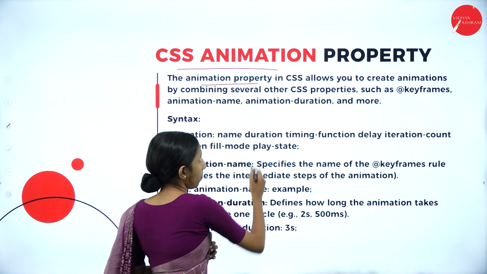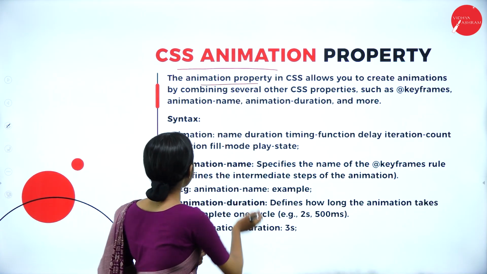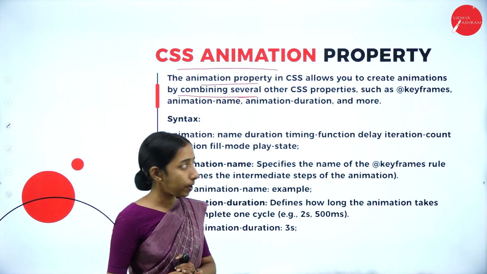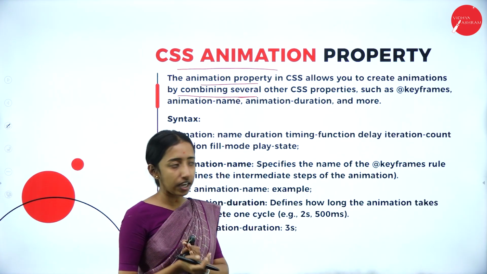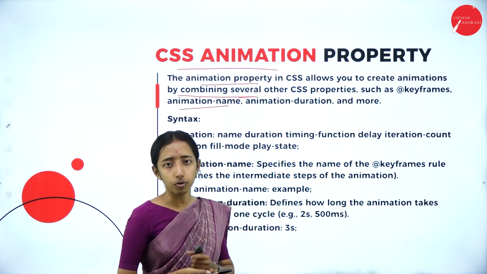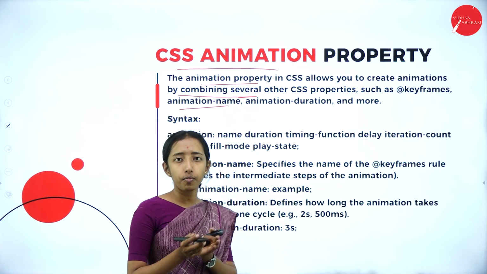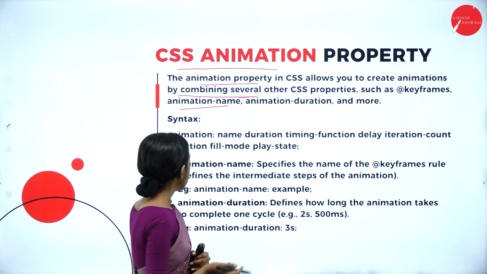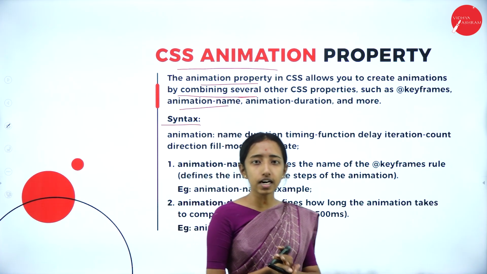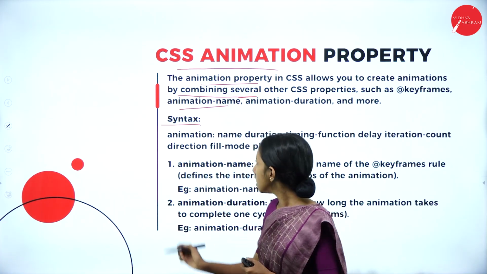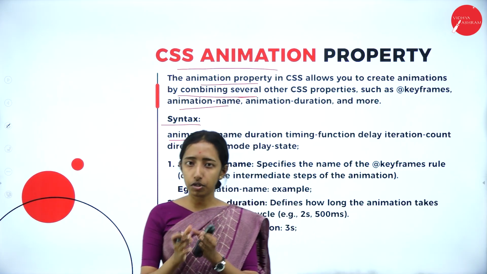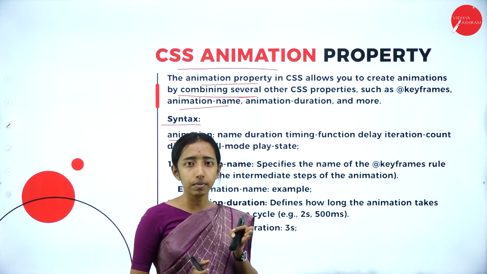The animation property in CSS allows us to create an animation by combining several other CSS properties such as keyframes, animation name, animation duration and more. So these are the different properties that we can combine. Here we have a simple syntax for how we can use the animation property. The first one, the property name we are using, is animation.